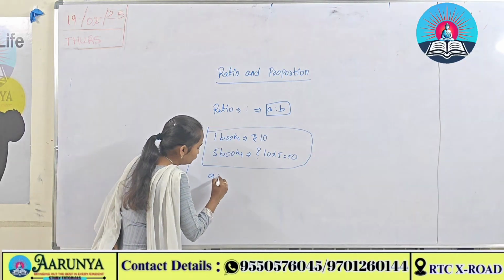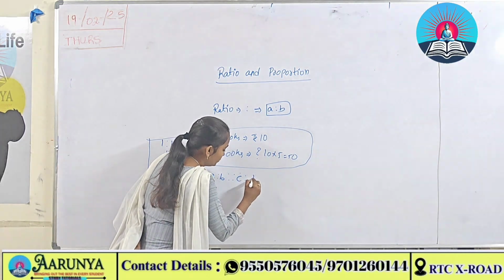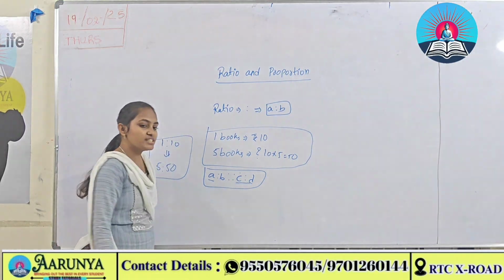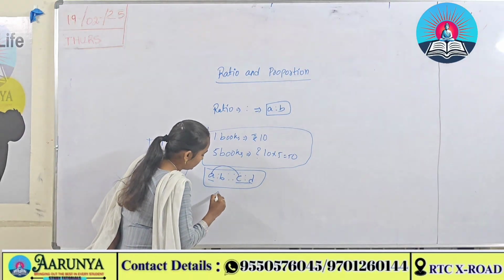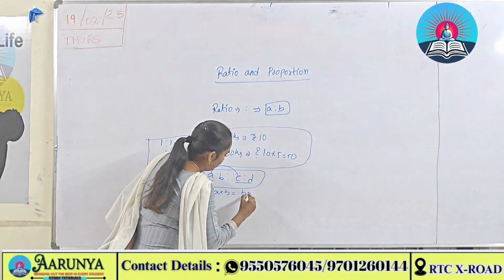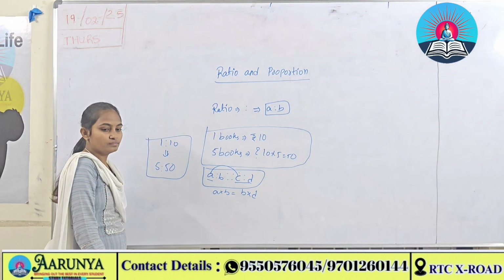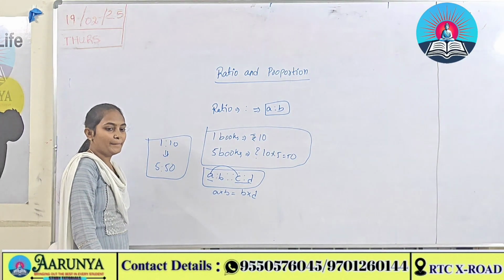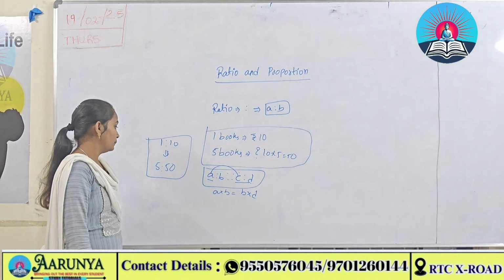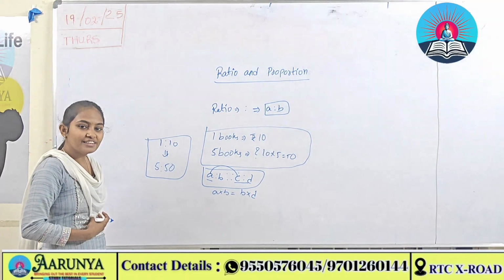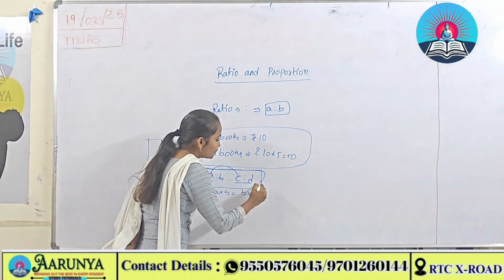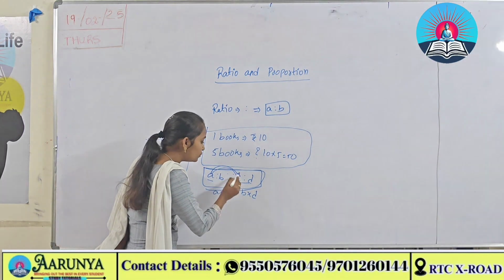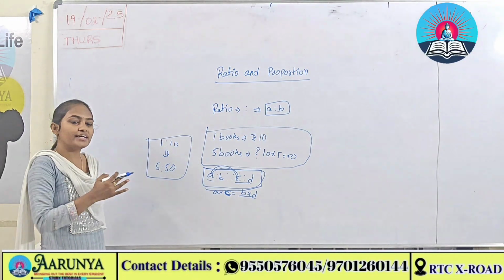See, A is to B is proportion to C is to D. How can you say A is to B is proportion to C is to D? When A into D is equal to B into C. You understand? Only then do we call it a proportion.